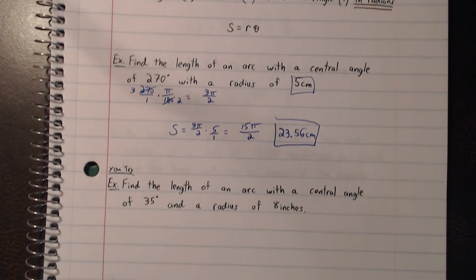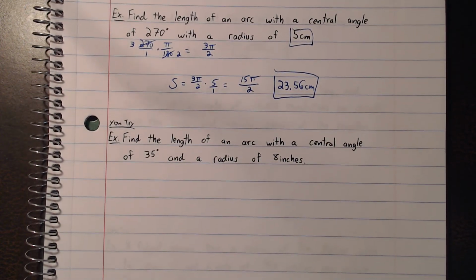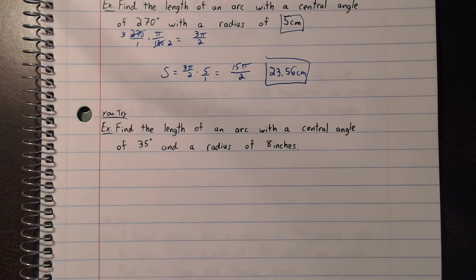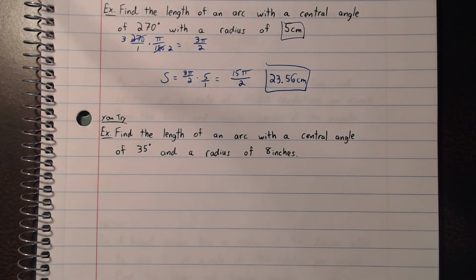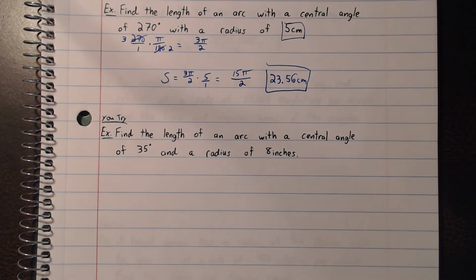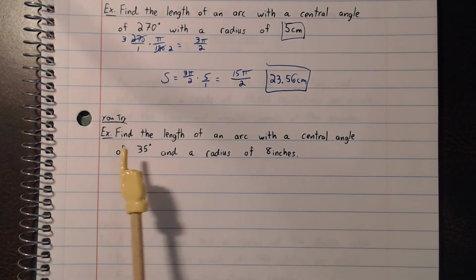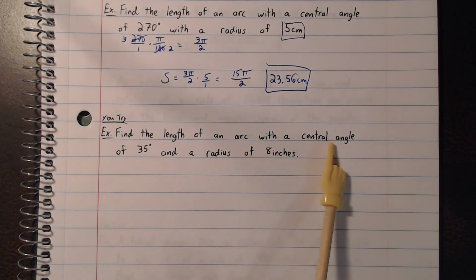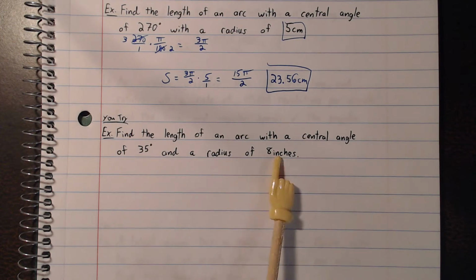So we have one more for you to try right here. I'm going to leave the problem above as an example, so you can pause the video and resume it when you're ready to check your solutions. Alright, let's see. We want to find the length of an arc with a central angle of 35 degrees and a radius of 8 inches.